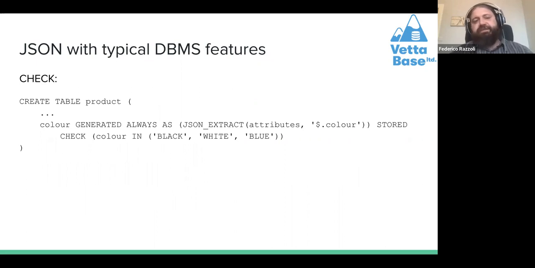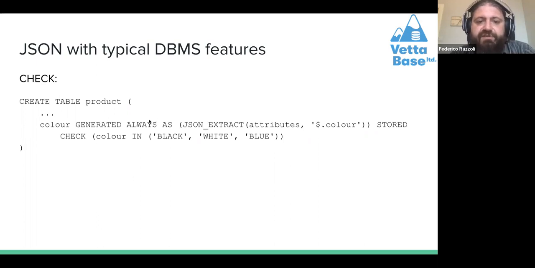I will briefly mention some other typical DBMS features that it could make sense to use with JSON. And this is probably interesting because, okay, we are working with a relational database, we are putting some JSON in it, but this doesn't mean that the data is not validated. We can still validate the data somehow.